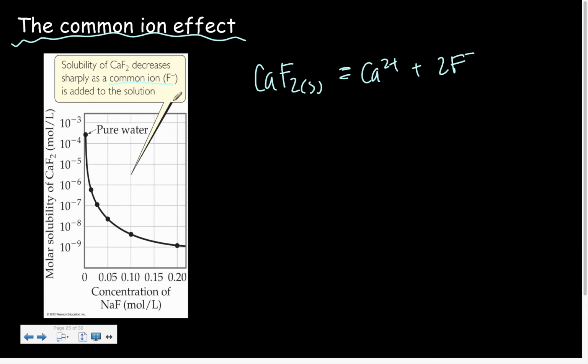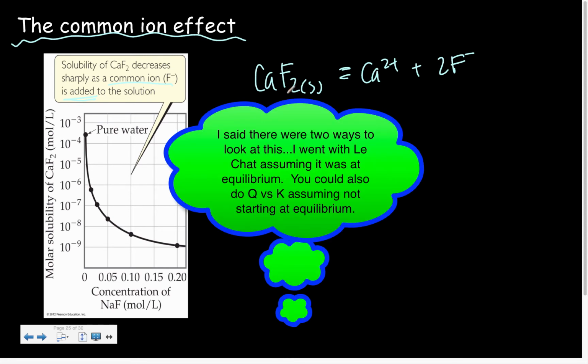So we can think about this from 2 points of view. So here, in terms of this wording, "is added," it's saying we already have ions and then the solubility decreases. So let's talk about that. Let's say that we have a container wherein we have calcium fluoride solid and it is in equilibrium with its relative ions.